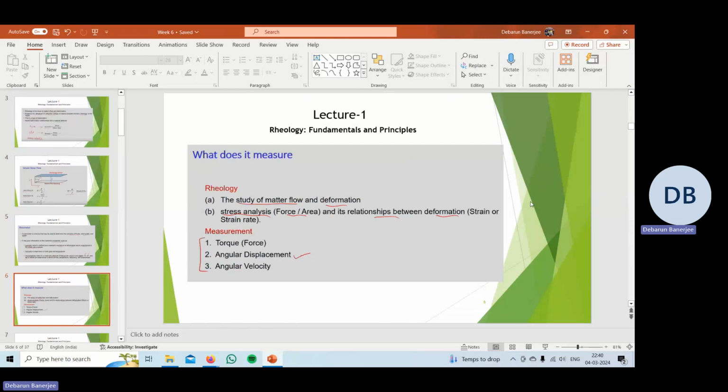Apart from that, what measurements are important in rheology? Torque, which is basically equivalent to the force, angular displacement, and angular velocity. So these are the most important things.